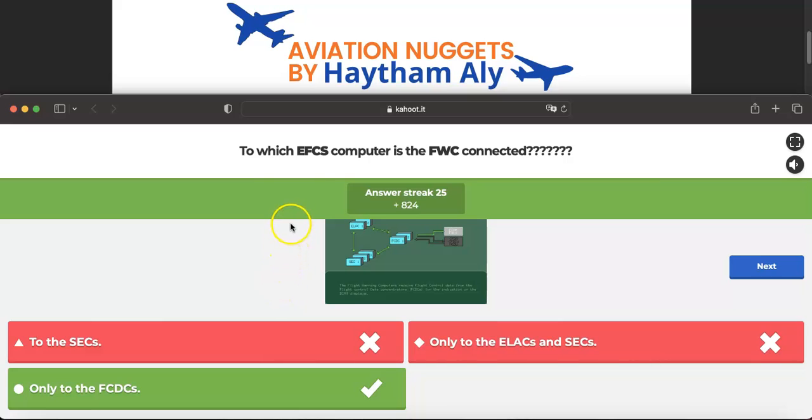Okay. So let's remember, what are the computers that constitute the electrical flight control system? ELACs, elevator aileron computers, SECs, spoiler elevator computers, FACs, flight augmentation computers, FCDC, flight control data concentrators, and FMGC, flight management and guidance computer. Okay, everybody, let's proceed. Next question.